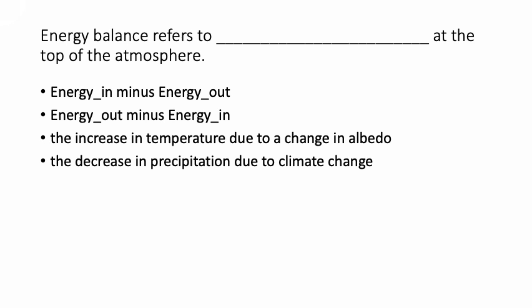The energy balance refers to the incoming energy minus the outgoing energy at the top of the atmosphere. So the answer is energy in minus energy out.